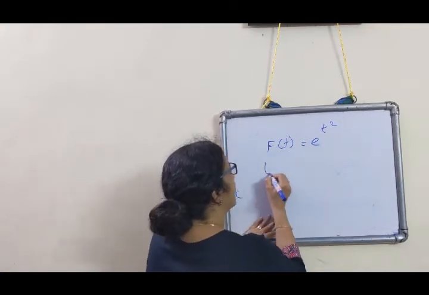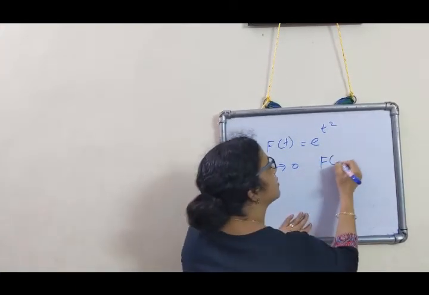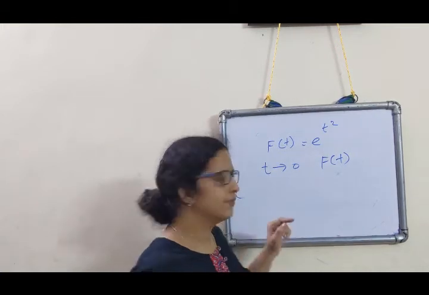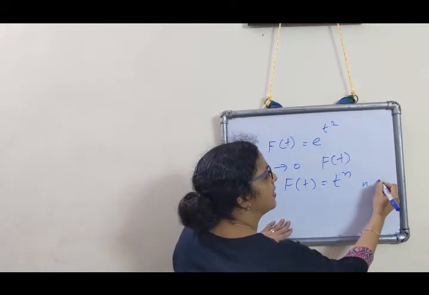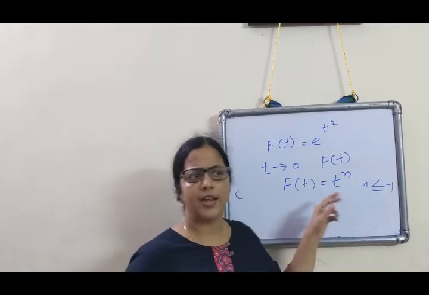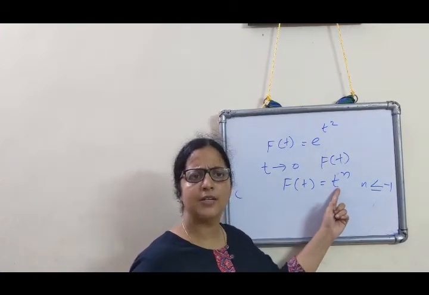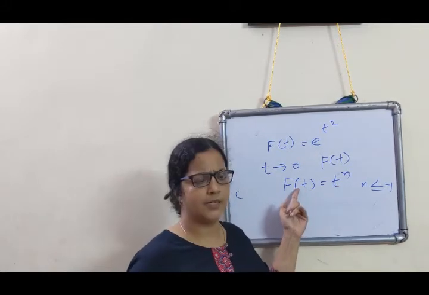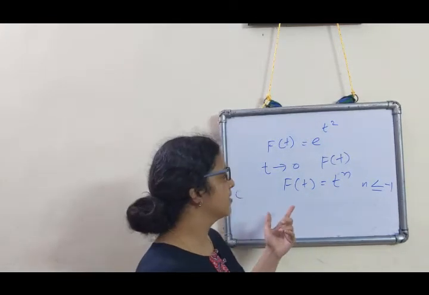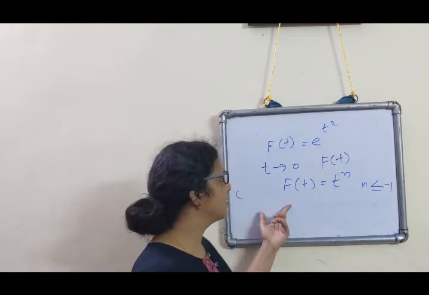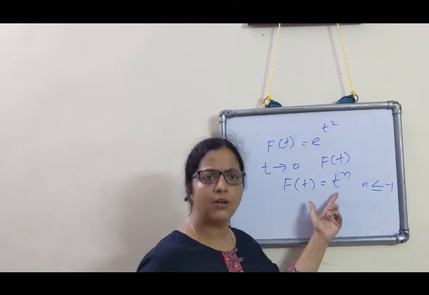Another thing is, as t tends to 0, if f of t has a strong singularity. For example, f of t is equal to t raised to n, where n is less than or equal to minus 1, that is, n is a negative value. When t is equal to 0 for this particular function, we know that f of t is equal to infinity. That type of point is called a singular point. So singularity exists for this particular function, and the Laplace transform of this type of function also does not exist.